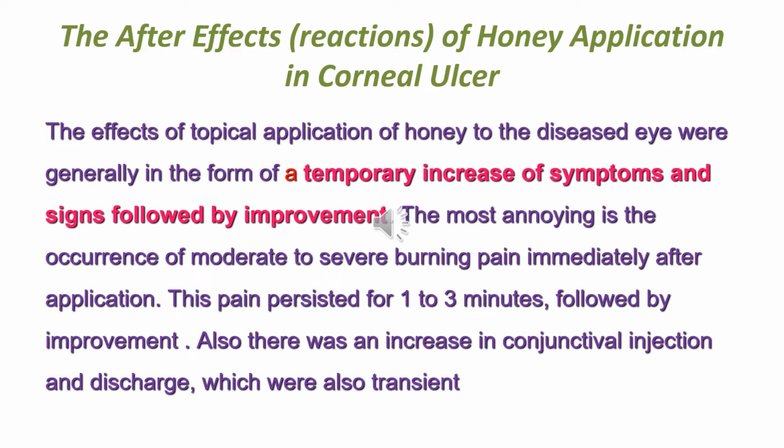The after effects or reactions of honey application in the corneal ulcer were generally in the form of a temporary increase of symptoms and signs of the underlying disease followed by improvement. The most annoying is the occurrence of moderate to severe burning pain immediately after application. This pain persisted for 1 to 3 minutes, followed by improvement. Also, there was an increase in the conjunctival injection and discharge, which were also transient.